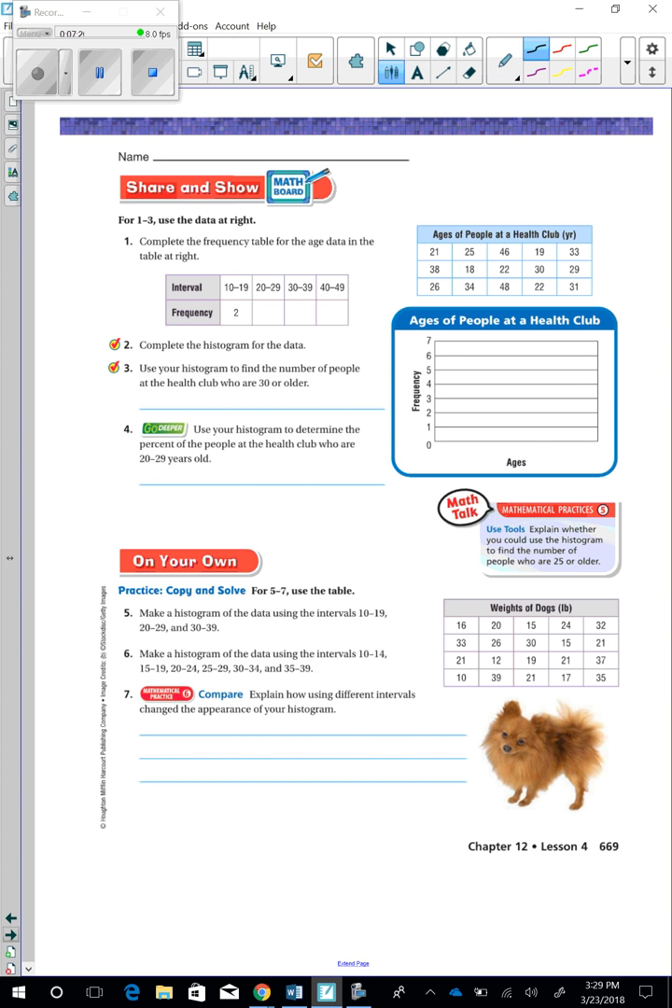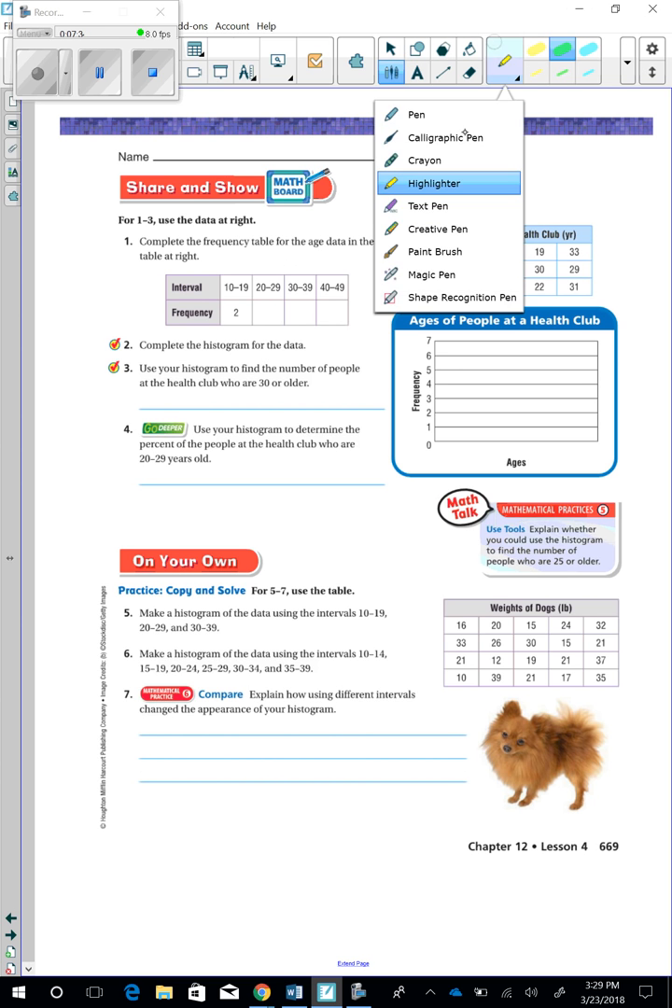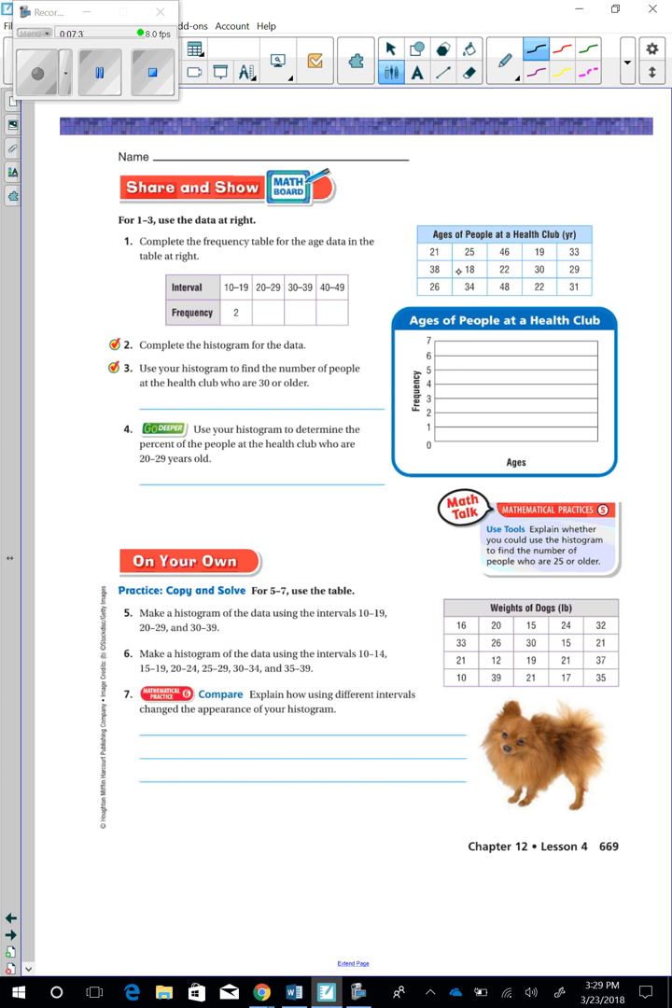Share and show. For 1 through 3, use the data at right. Compare the frequency table for the age data in the table at right. Okay, 10 through 19. We're going to cross those out because those are already accounted for. So any numbers that are between 10 and 19, those are already accounted for.